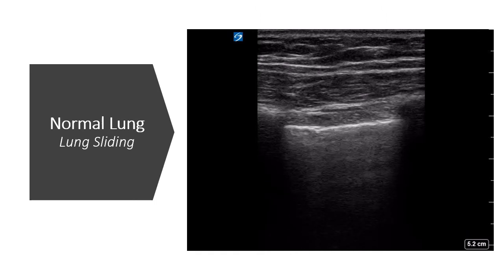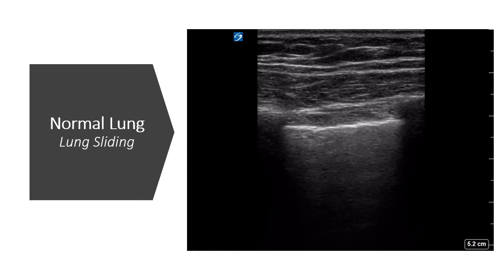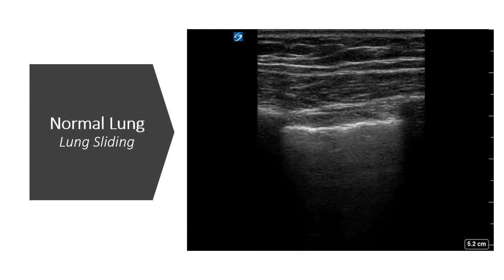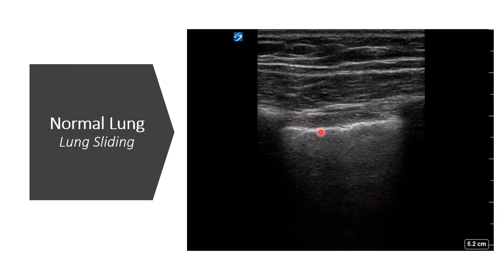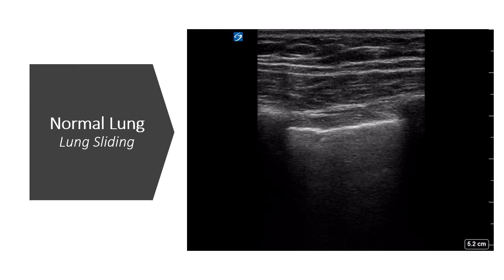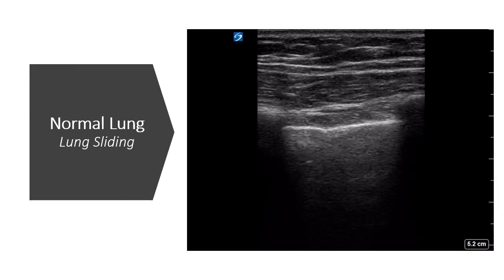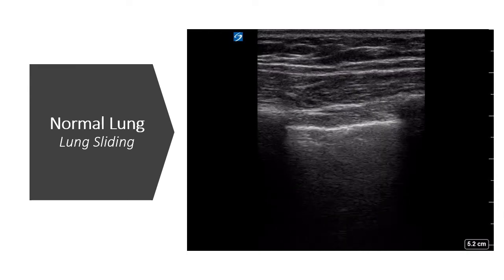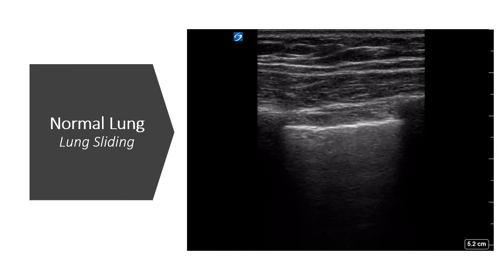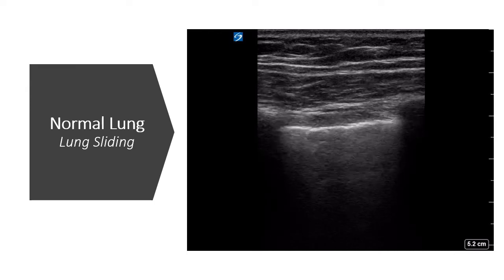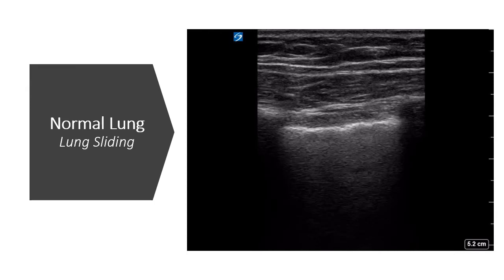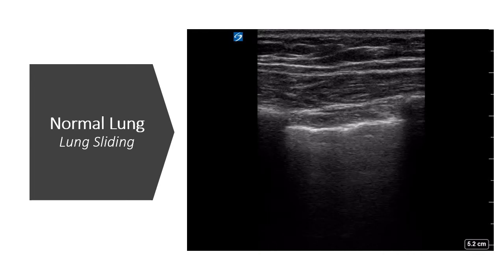The first is that in normal lung, there is lung sliding. If you see lung sliding, this means that the visceral pleura and the parietal pleura are adjacent to each other, and that means that you definitely cannot have a pneumothorax. So in the setting of lung sliding, with 100% sensitivity, there is no pneumothorax in the area you're looking. There could be a pneumothorax in a different part of the lung, but at the area you're looking, if you see lung sliding, then there's no pneumothorax.